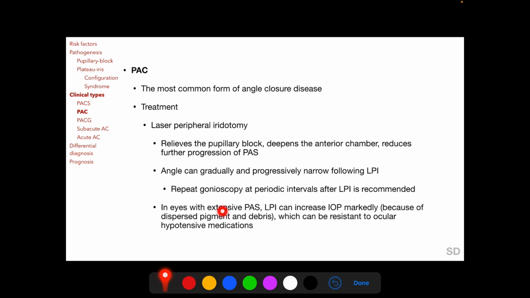And in eyes with extensive peripheral anterior synechia, LPI can actually increase the IOP markedly because of the dispersed pigment and debris, and this raised intraocular pressure can be resistant to ocular hypotensive medications.